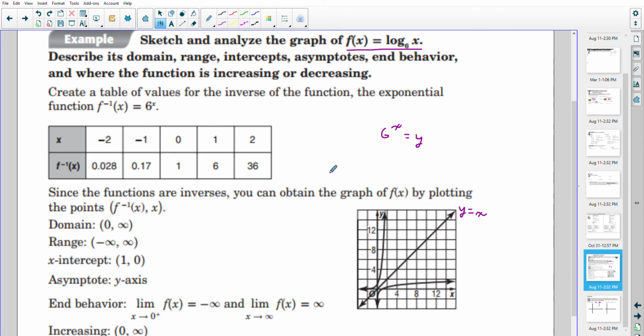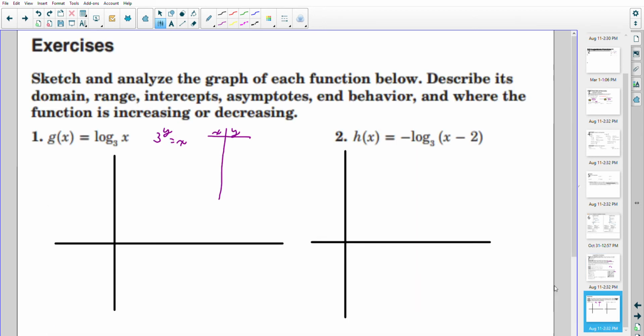So if you were to get a table with this and switch the two, you would end up with these points. So that's another characteristic of inverse functions, it reflects over the y equals x line. I want to go ahead and graph this one and talk about some of the characteristics.